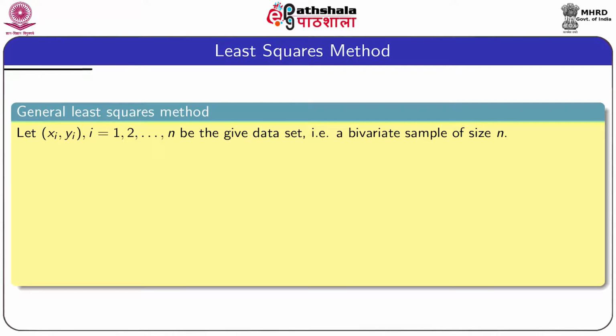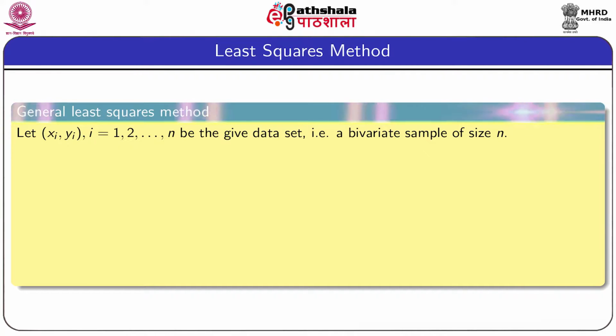But there is no guarantee that the fitted curve must pass through the given sample points. But the errors, or the sum of squares of residuals, must be minimum for the fitted curves. First, we consider the general least squares method.